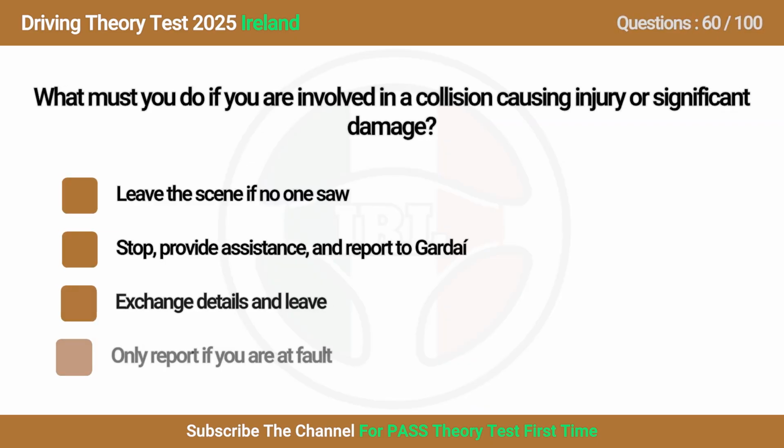Question 60. What must you do if you are involved in a collision causing injury or significant damage? A. Leave the scene if no one saw. B. Stop, provide assistance, and report to. C. Exchange details and leave. D. Only report if you are at fault.